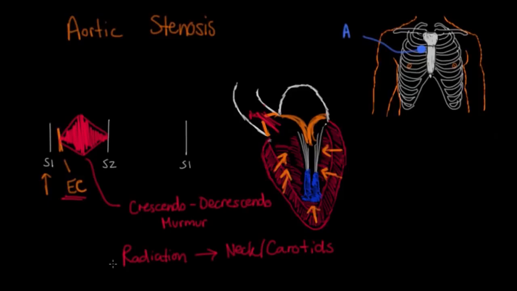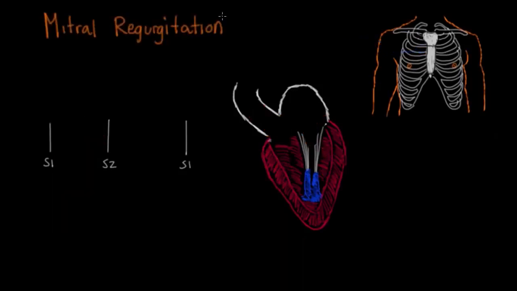So the next murmur that I want to talk about is mitral regurgitation. And remember, we're still on systolic murmurs. So mitral regurgitation is going to be best heard in the mitral area, or apex. This murmur is actually what we call a holosystolic or a pansystolic murmur. And all that means is that it lasts throughout the entirety of systole.